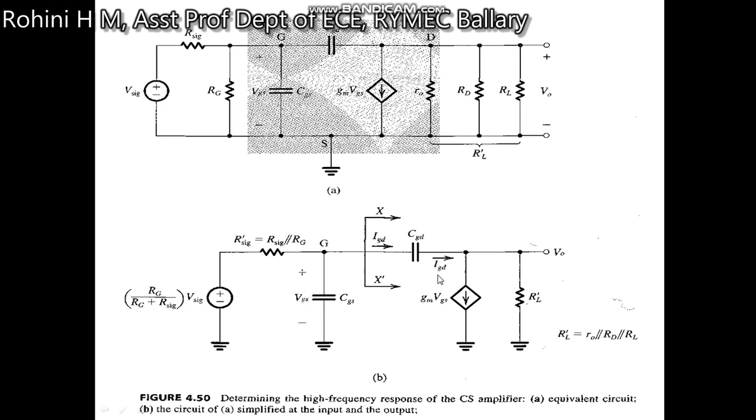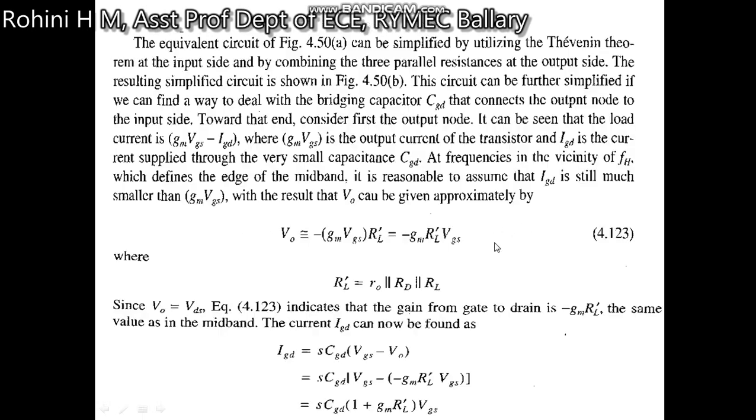Here the GM_VGS current is flowing towards the ground. So what is the current into this node? That is IGD. So what is the current that will be left at the load terminal? The IGD current minus GM_VGS, the remaining current, will flow to the load terminal. That is what they have given, GM_VGS minus IGD.